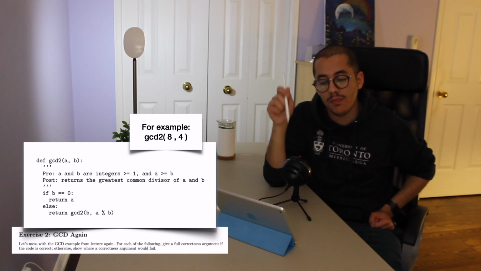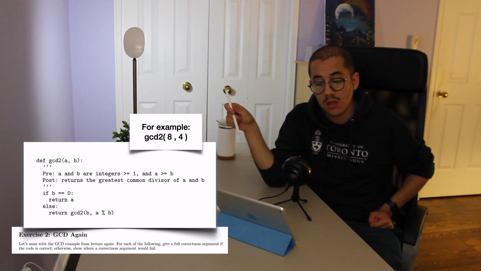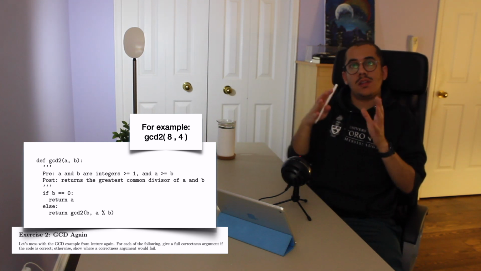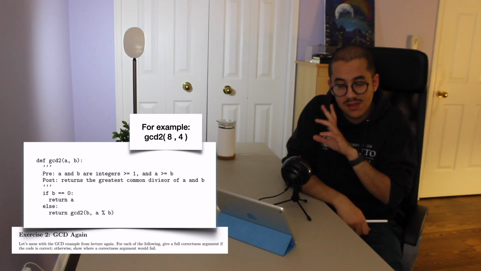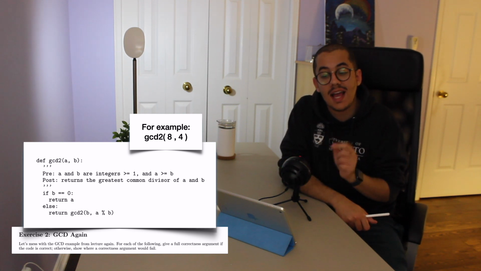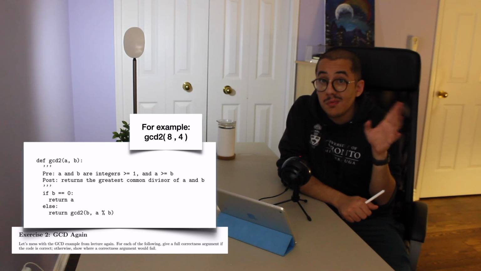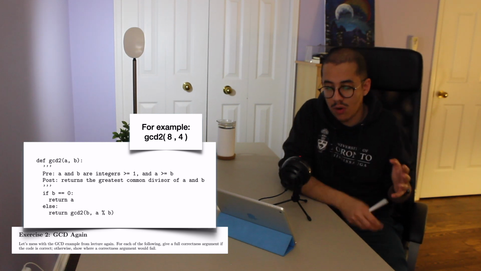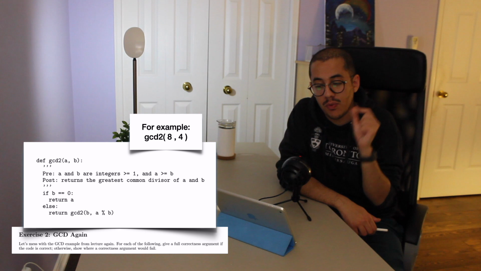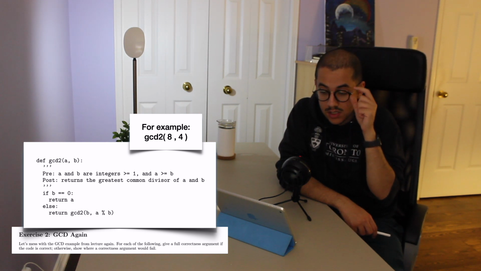But here's the problem: we don't know how that's going to work from the perspective of correctness, because the precondition states that A and B are both integers bigger than or equal to 1. But now somehow we gave it a 0. That's where it will break and violate the precondition.